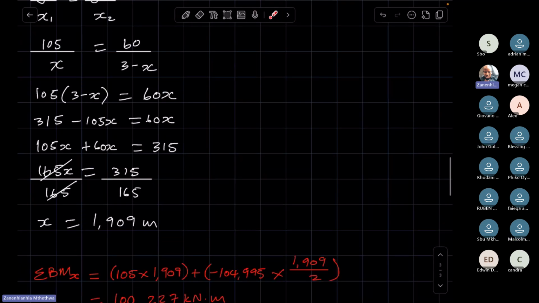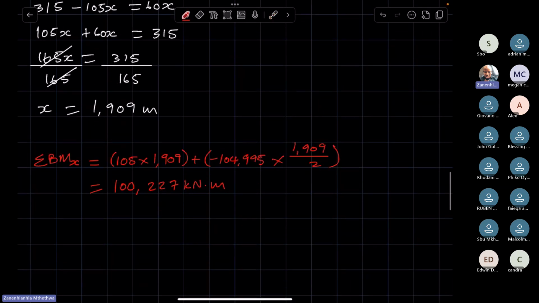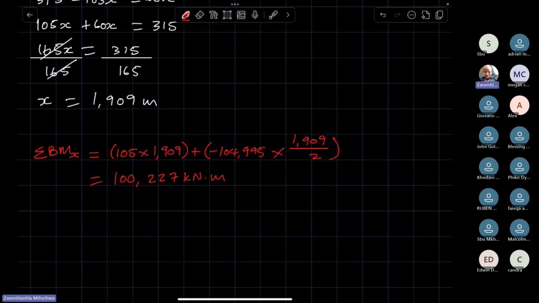Yes, right. So if, for instance, you were asked to determine the maximum bending moment, then you would say here, bending moment max is equal to 100,227 kilonewton meters.